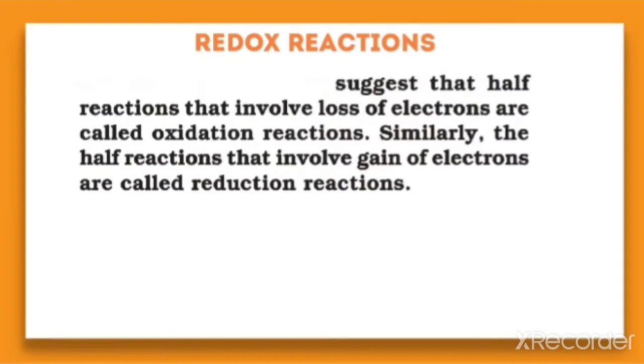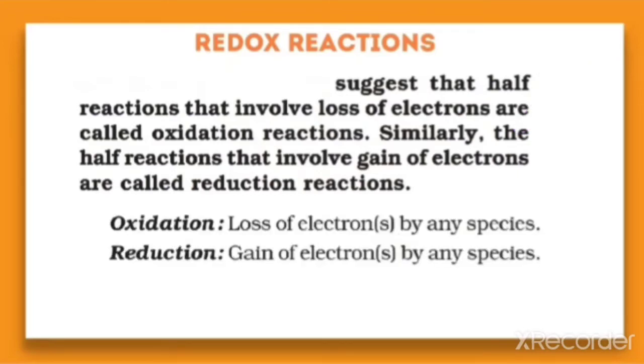So this is the very important definition of oxidation and reduction reactions that is usually used. This definition is the most useful one in order to identify oxidation and reduction reactions. So we can say the loss of electrons by any species is called oxidation, and reduction is the gain of electrons by any species.